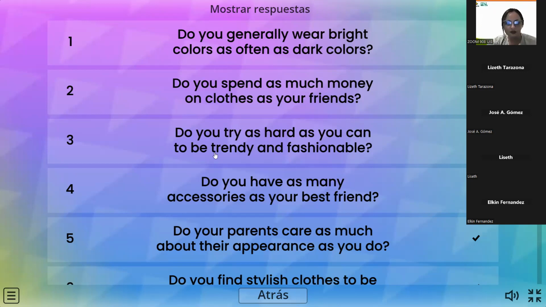So it is not like this is the complete phrasal verb. No, we have 2 clauses. Do you try as hard as you can? It means that if you do your best, if you make an effort, if you just work very hard. What is the intention of working very hard? To be trendy and fashionable. So there isn't any problem with the sentence, that's correct. Is it more clear now, Elkin?